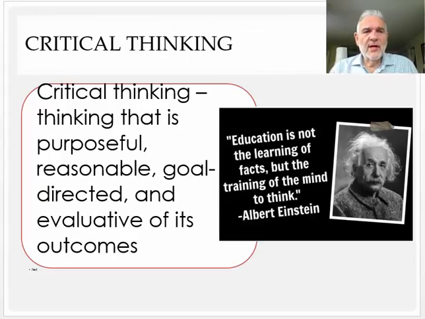Then moving now to the idea of critical thinking, which is purposeful, reasonable, goal-directed, and evaluative of its outcome. And this fits a lot with what Miller talked about in his deliberate practice ideas. The critical thinking is what happens before, during, and after you work with a client in a session. And I have an Einstein quote there: education is not the learning of facts, but the training of the mind to think.